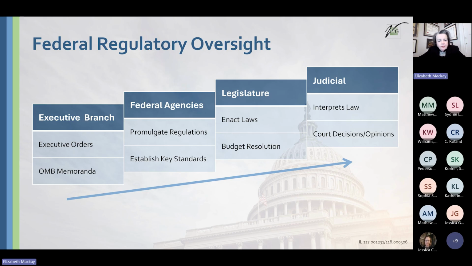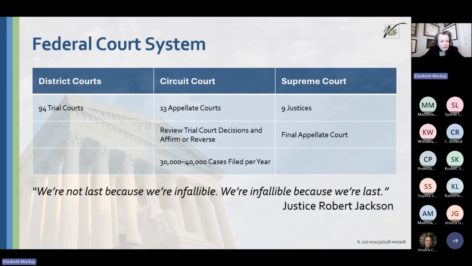And then, of course, the judiciary, or the courts, interpret the laws, and these are pretty difficult to reverse, particularly if you're talking about a Supreme Court decision. And the judiciary is playing a fairly significant role in the current landscape, probably more than usual. For that reason, I wanted to give a little refresher here about the federal court system.